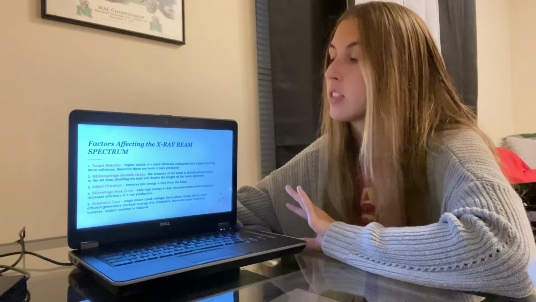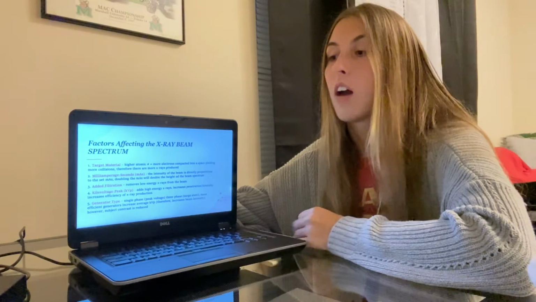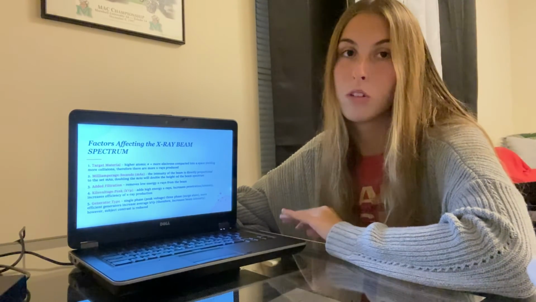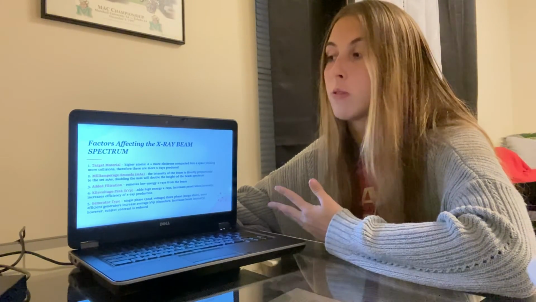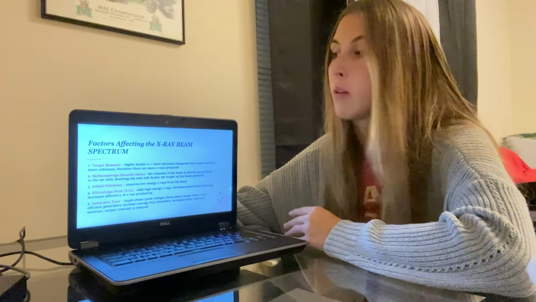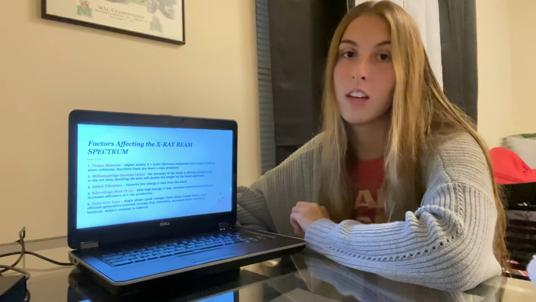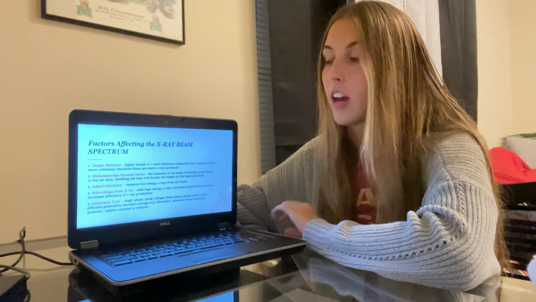So there's characteristic interactions and there's bremsstrahlung interactions, and they do have a big effect on the X-rays that are produced. And as we saw in the graphs, bremsstrahlung does take up a vast majority, but characteristic can affect that beam too, as well as these factors. So that is my video discussing Chapter 10, X-ray production.